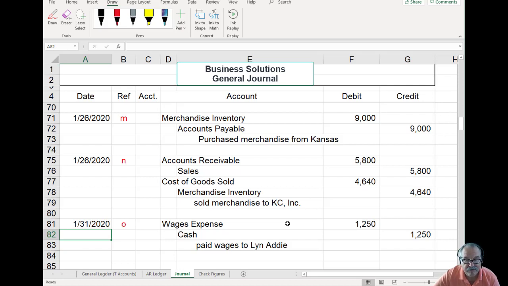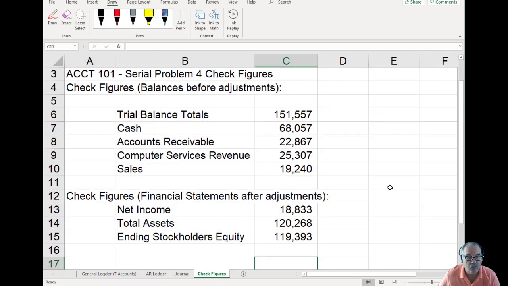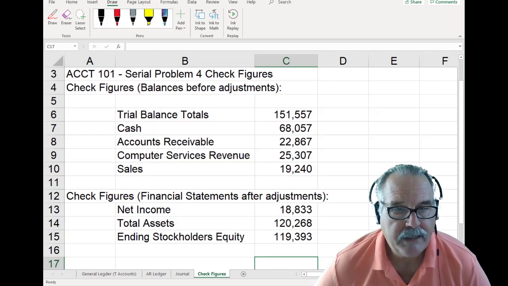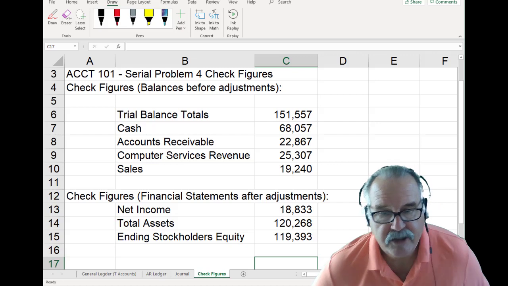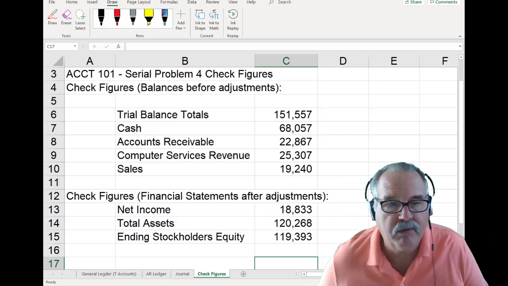So now you have a guide for the transactions for February and March. You have to record those. Again, this is all going to be done in Connect, but I'm going to give you some check figures. Here's the check figures for the balances before the adjustments, and then the check figures for financial statements after the adjustments. Again, this is information on the worksheets that I provided in Canvas. And so you can use these to make sure that your numbers match when you do this problem in Connect.